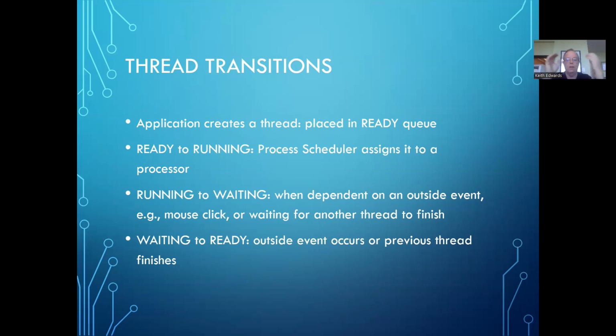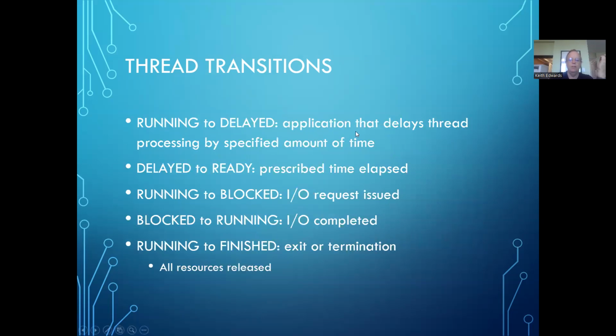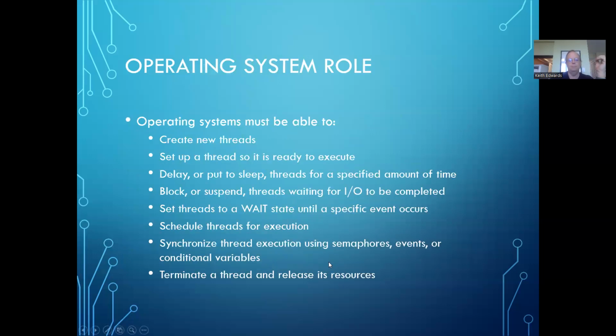From waiting to ready, the outside event occurs or the previous thread finishes. Running to delayed: the application delays the thread processing by a specified amount of time. Delayed to ready, the prescribed time has elapsed. Running to blocked, an IO request is issued, and then blocked to running, your IO is completed. So that's kind of like the queue, the waiting that we had with the jobs. And then running to finished, when we're all finished with that thread and it terminates, then we release all the resources and make room for another one to come in.